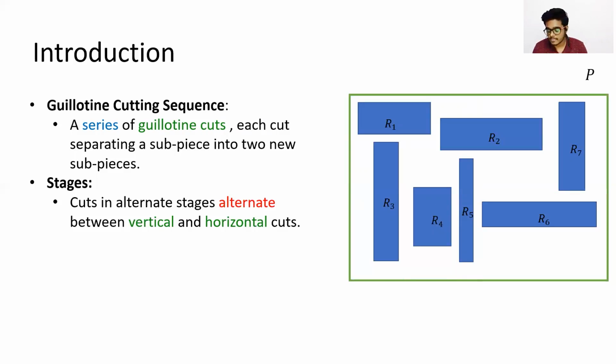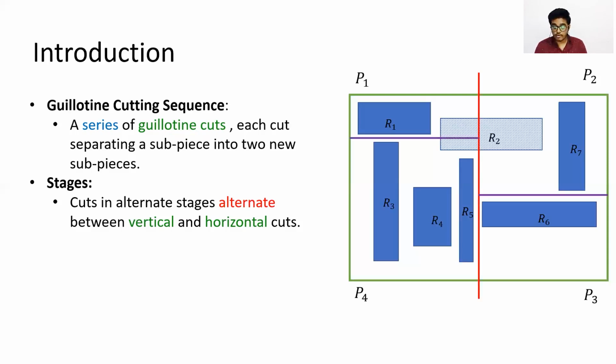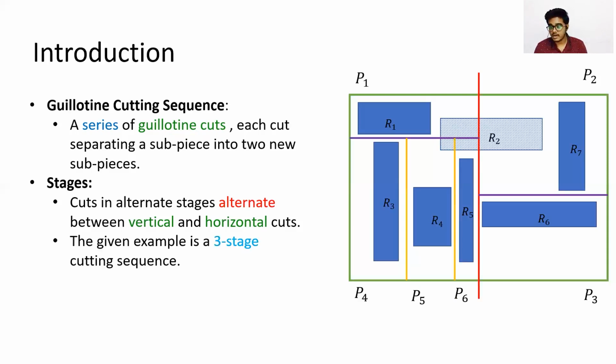What are stages? So in a guillotine cutting sequence, at every step we do a single cut. Instead of a single cut, what if we do a number of vertical cuts or a number of horizontal cuts, like a slice? We see an example. This is the first stage. A pair of horizontal cuts, the second stage, and a pair of vertical cuts, the third stage. So in stages, cuts alternate between vertical and horizontal. Right. So the given example is a three-stage cutting sequence.